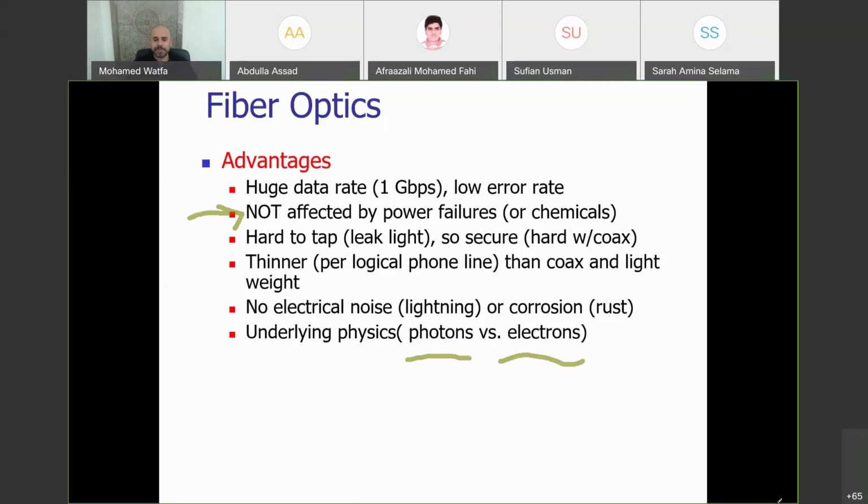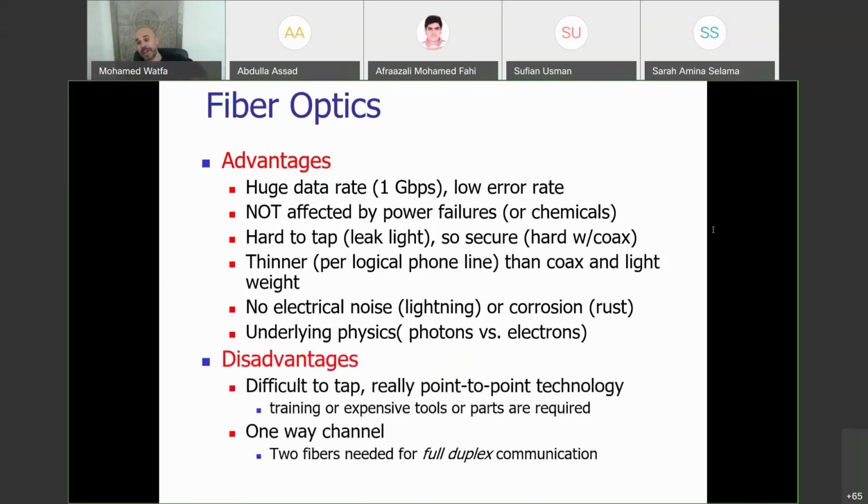It's hard to tap, meaning it's highly secure, unlike others where you could tap into it and see. It's thinner than coaxial cable. There is no noise, so there are a lot of advantages. Obviously, we have disadvantages as well. It's difficult to tap, which is good for security purposes. Hard to tap is a good thing.